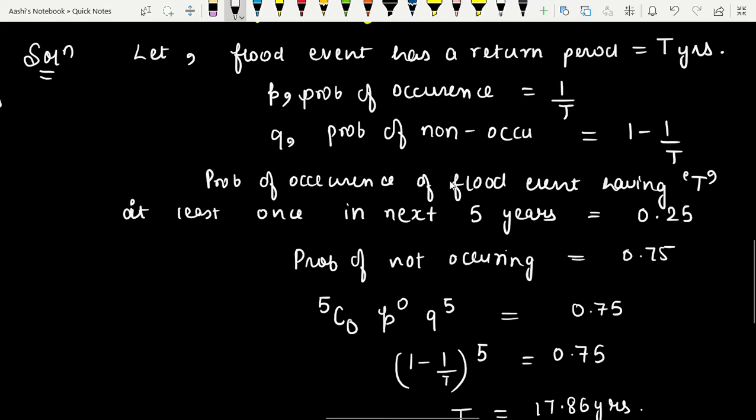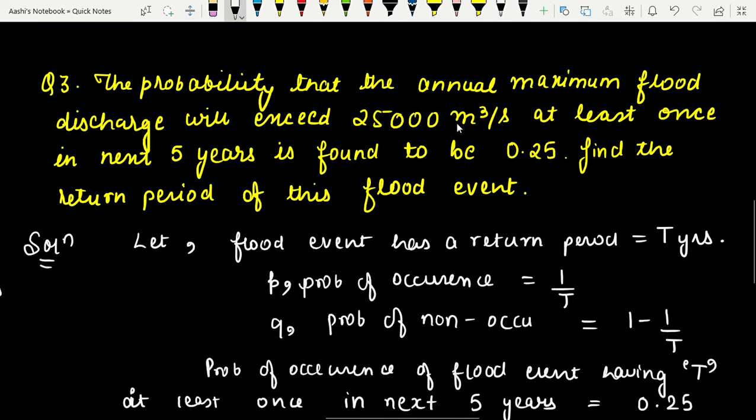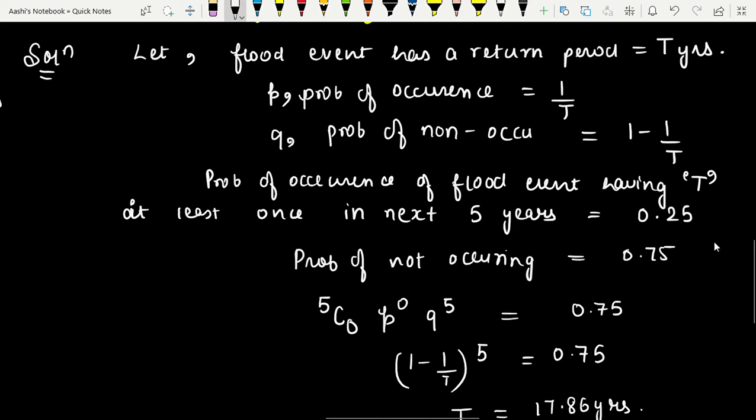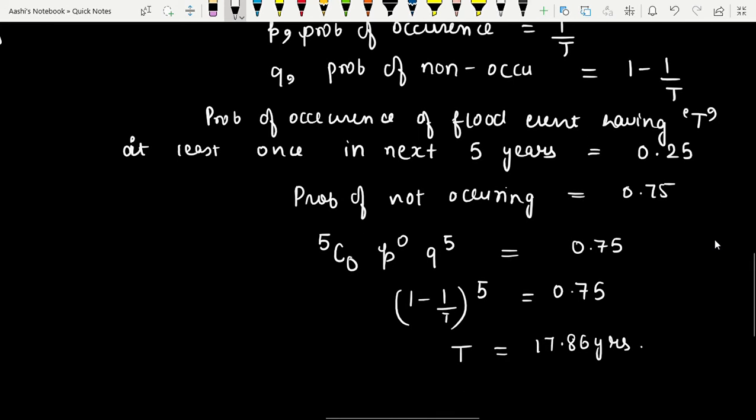In this question, we have to find the return period corresponding to this flood event. Okay. And one thing to be noted: the higher the return period, the lesser the probability of such an event to occur. And the higher the return period, the higher will be the magnitude of the flood. So here we have seen this. Now moving on to the next question.